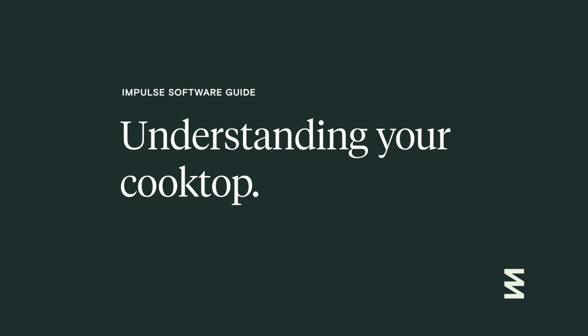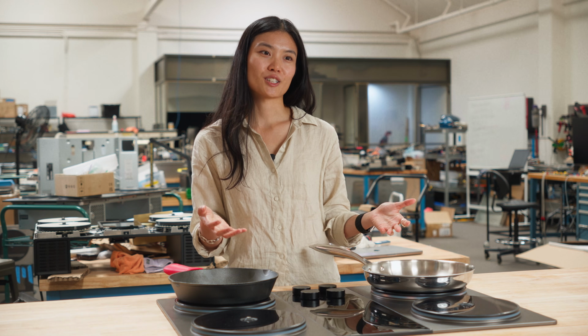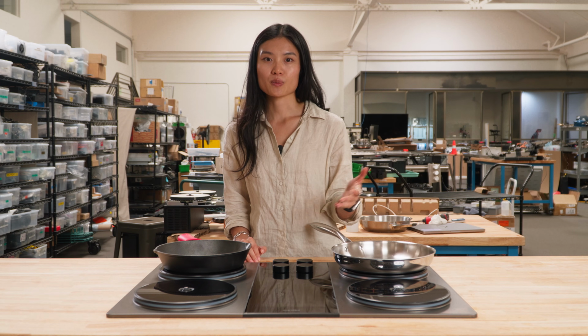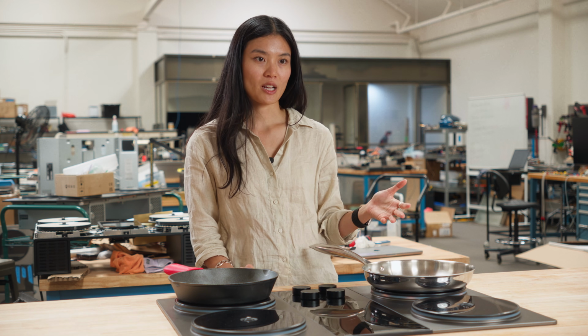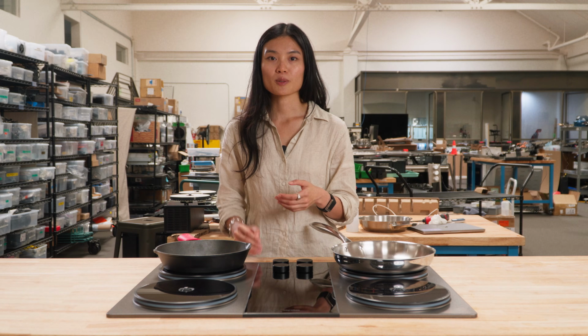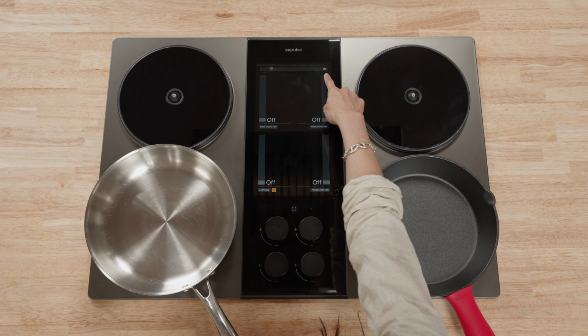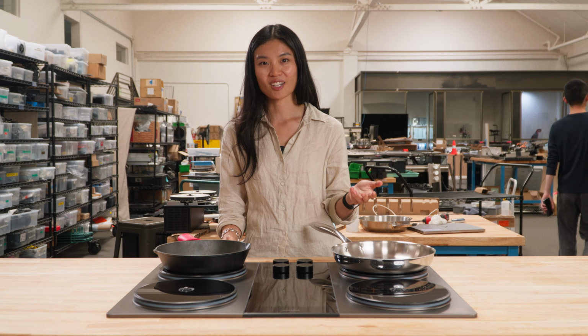Now let's take a look at how your cooktop communicates with you while you're cooking. As you cook, your impulse cooktop is working behind the scenes, managing cooking and system conditions. To keep you informed, it communicates through notifications and status indicators. One of the guiding principles of the interface is that every type of information has a consistent home. Information that applies to the cooktop as a whole appears in the system bar. This includes battery status, Wi-Fi connectivity, and system notifications.